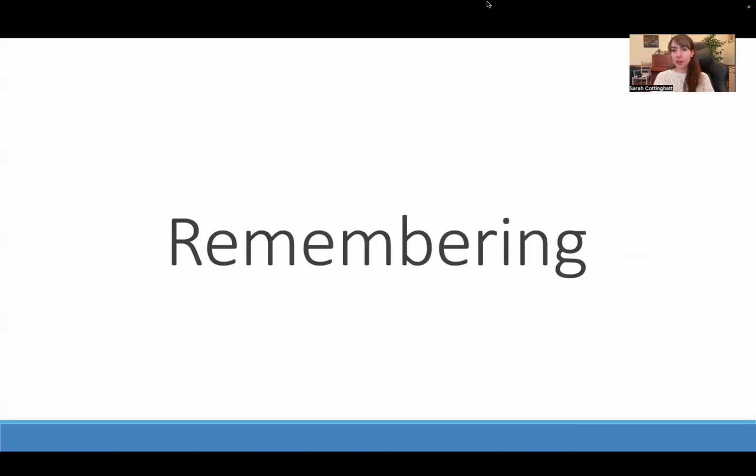Now on to our third process. We've already looked at attention and how existing knowledge helps us attend to the right things. We've then looked at learning and how existing knowledge can speed up student learning by speeding up consolidation. And now we're going to look at remembering. How does existing knowledge support remembering?